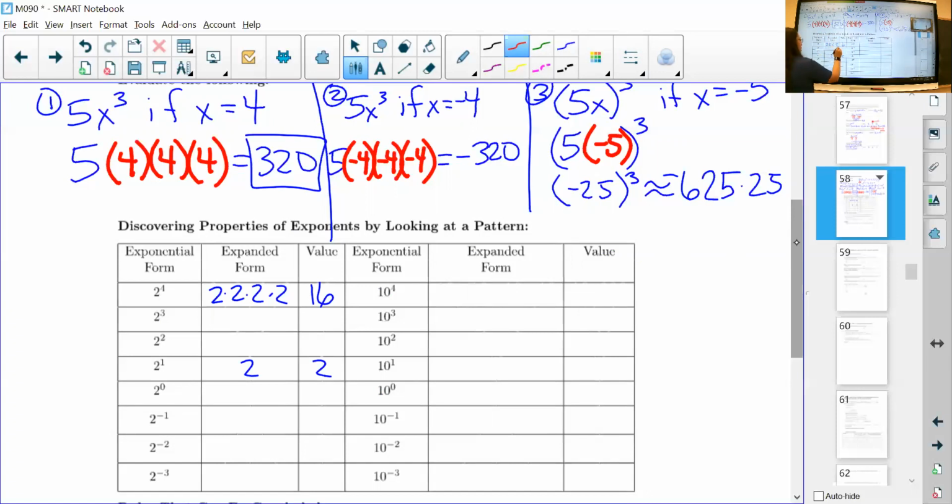Well, here, I'll tell you we get 16, 8, and 4. Divide by 2, divide by 2, divide by 2, because we have 1 fewer 2. So let's do it again. Divide by 2, we get 1. 2 to the 0 is 1. Divide by 2 again. 1/2. So we have 1 over 2.